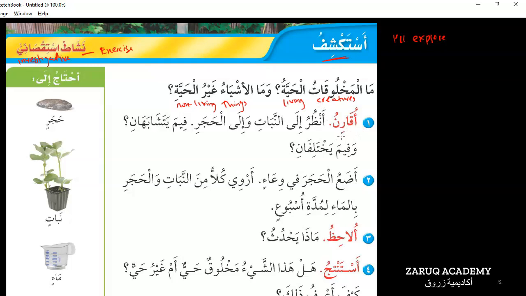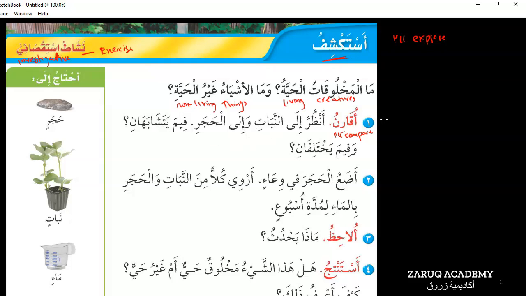Uqarin means I will compare. What are you comparing? So we are comparing anzur ila nabat. I will look at the plant, wa ila al-hajar, and what?